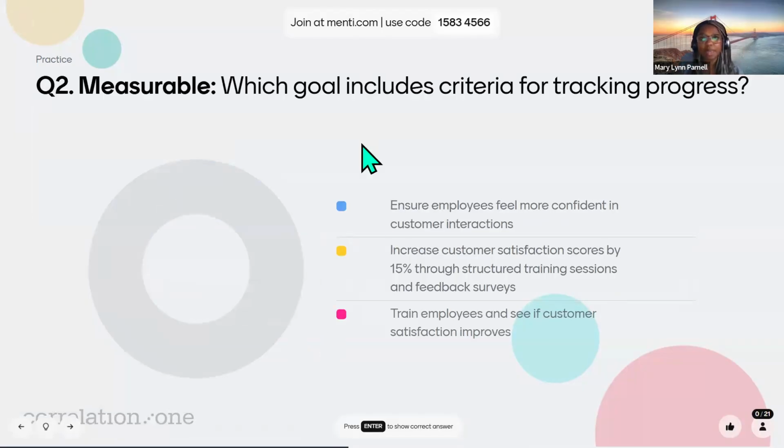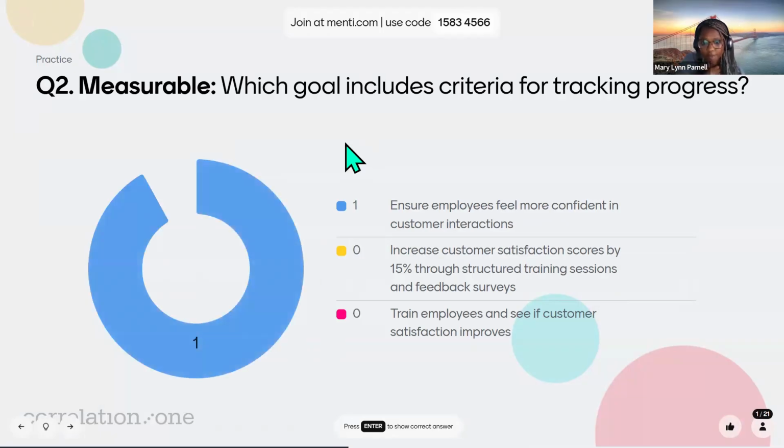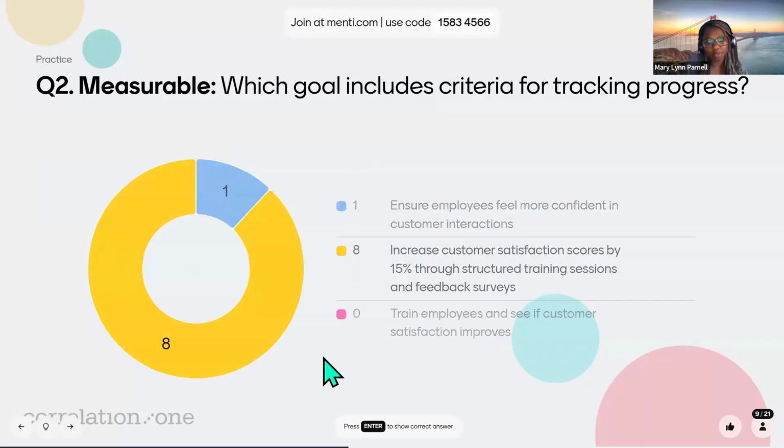Which of these make it a good criteria for tracking progress? A, ensure employees feel more confident in customer interactions, increasing satisfaction by 15%, or training employees to see if customer satisfaction improves. Which one is a measurable goal? Awesome. And the key word here is measurable. So which of these ones actually gives you what you need for a measurable goal for tracking progress?